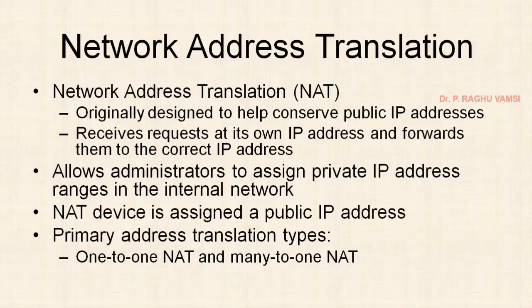However, within an organization you may have so many computers. So how can this internet be supplied to all these computers? That translation is done with the help of network address translation. It receives requests as its own IP address and forwards them to the correct IP addresses. It allows the administrators to assign a private IP address range in the internal network. The NAT device is assigned a public IP address, and that address will be translated to the private IP addresses.